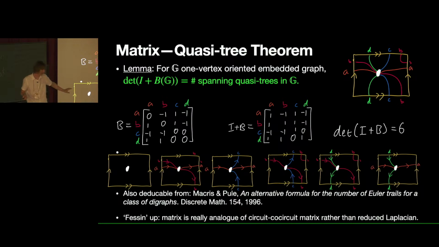And maybe at some point I should comment that I was motivated by the reduced Laplacian, but this matrix is really an analog of the circuit co-circuit matrix rather than the Laplacian. But I won't go into that.